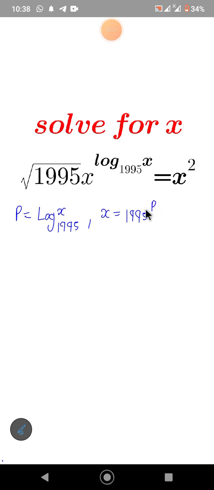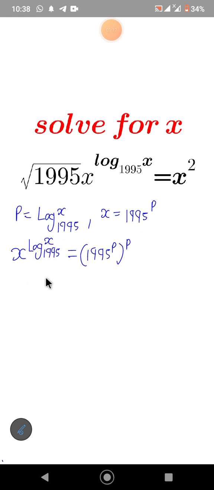The next step was that I said x raised to the power log x, so we have x raised to the power log x base 1995 will be equal to, you know that x is 1995 raised to the power of P, then raised to the power log x base 1995, which is P also. This now is P. So I put it there.